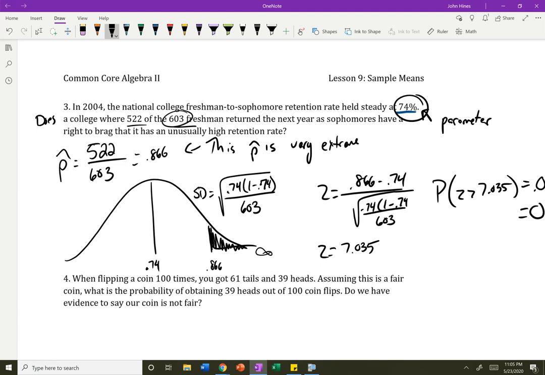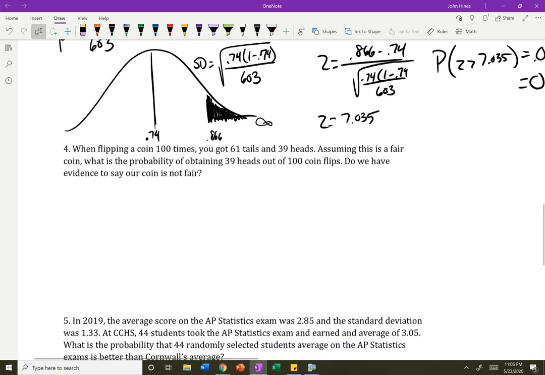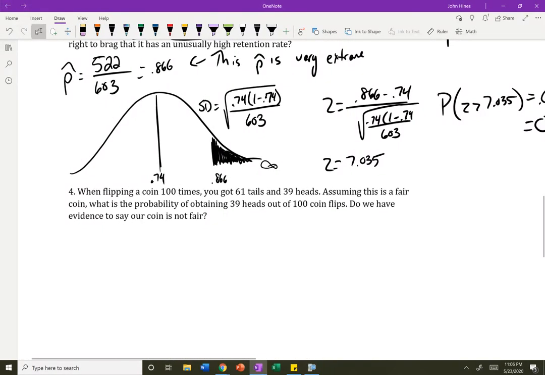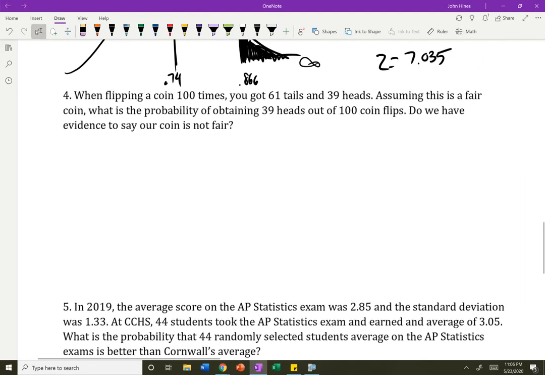So the steps are the same. Draw your normal curve, like the central limit theorem tells us. Label the center. Label your sample statistic. Shade into the tail, and then find the standard deviation, z-score, normal CDF. You have a lot of steps for these questions. These questions are not fast.